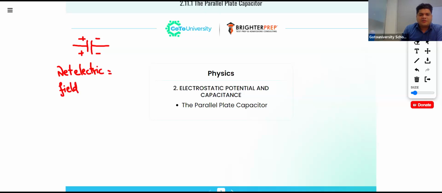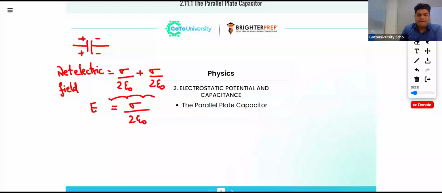Your net electric field will be equal to sigma upon 2 epsilon naught for this, and for this also it will be the same, sigma upon 2 epsilon naught. We have already discussed this formula in the first chapter. So your electric field will be equal to sigma over 2 epsilon naught, right? We have one more formula, for potential difference, or you can say the formula for E.